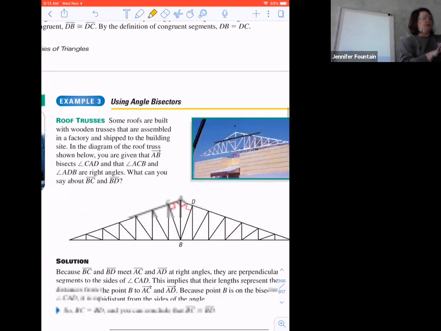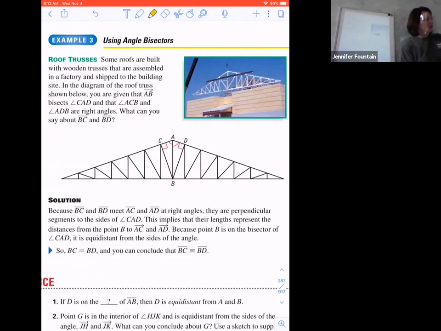All right, example 3, using angle bisectors. So we're showing a roof truss, and it says roof trusses. Some roofs are built with wooden trusses that are assembled in a factory and shipped to the building site. In the diagram of the roof truss shown below, you were given that ray AB bisects angle CAD, and that angle ACB and angle ADB are right angles. What can you say about segment BC and segment BD?